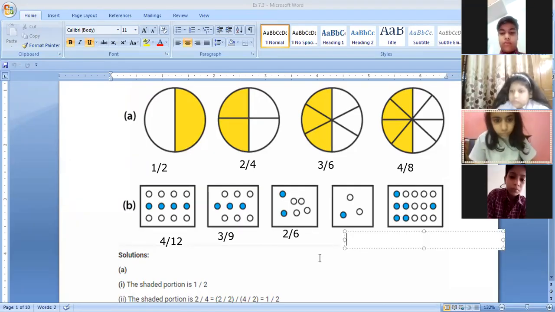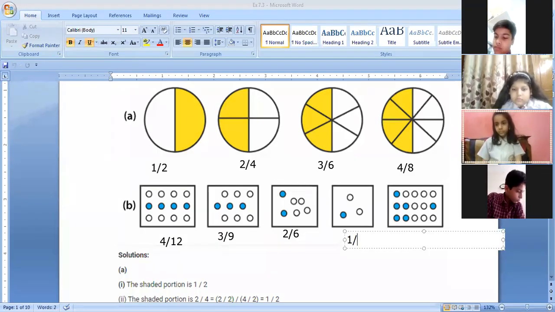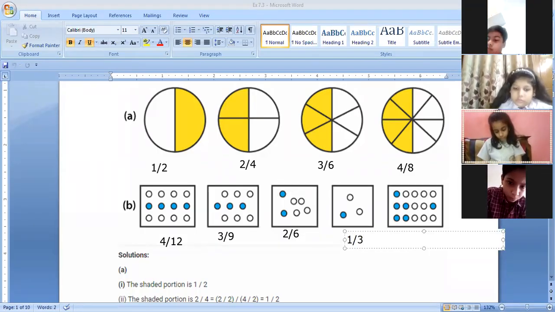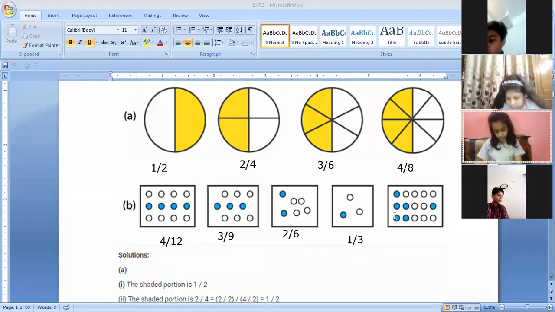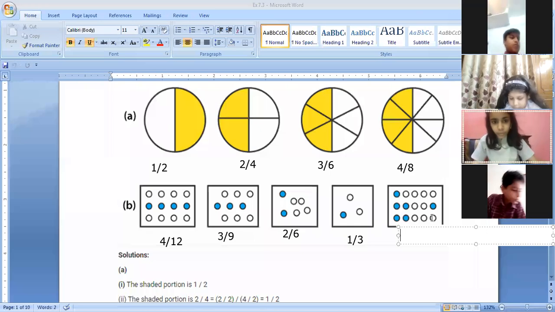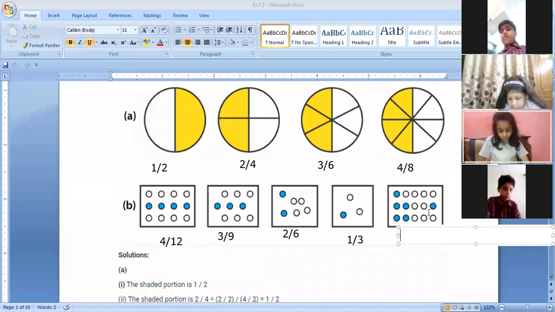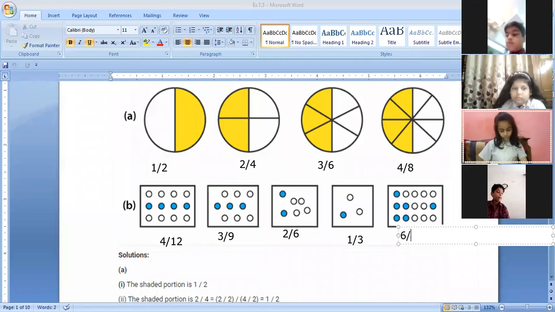How much is shaded? Yes, right, Tanish. Yes, 1 by 3. Absolutely right, 1 by 3. Riddhima, Charvi, good. 1 by 3. Next. How many total parts are shaded? 6 by 15. Right. Anya, Avni, that's right. 6 by 15. That's the correct answer.